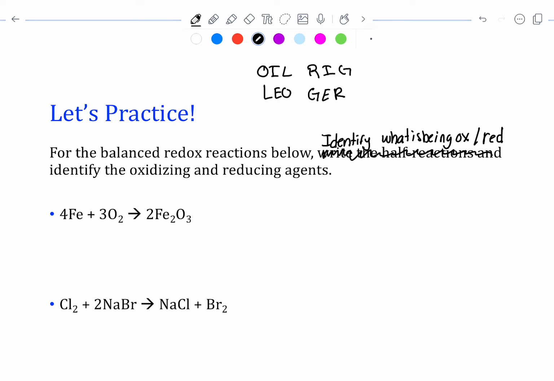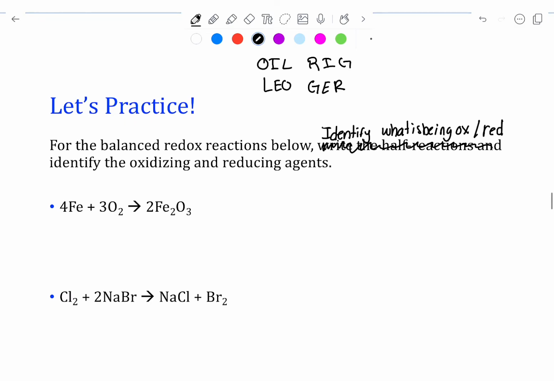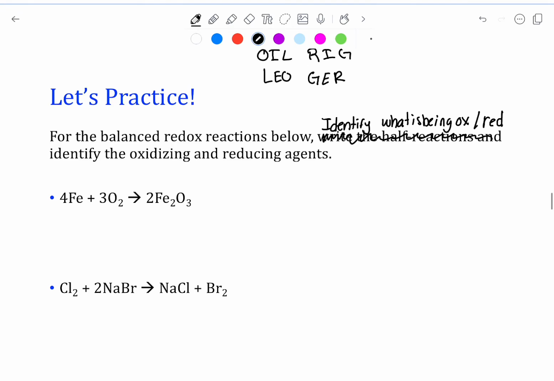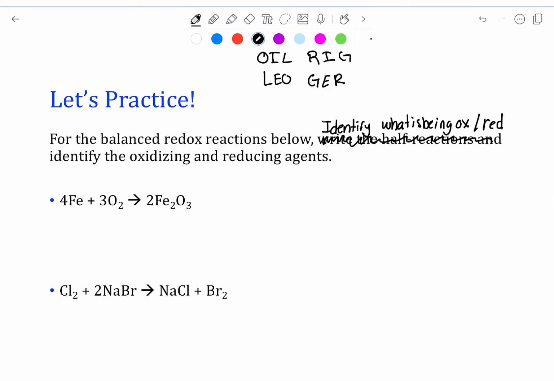Okay, so we're not going to write the half reactions just yet. We'll do that more so in the later half of this lesson when we talk about overall reactions. So for these balanced reactions below, identify what is being oxidized and reduced, and then identify the oxidizing and reducing agents. So the first thing you're going to want to do when you're looking at these is think about the charges, right? The charges are going to tell us how those charges are changing, where the electrons are going. So we need to look at the charges of everything in these compounds.